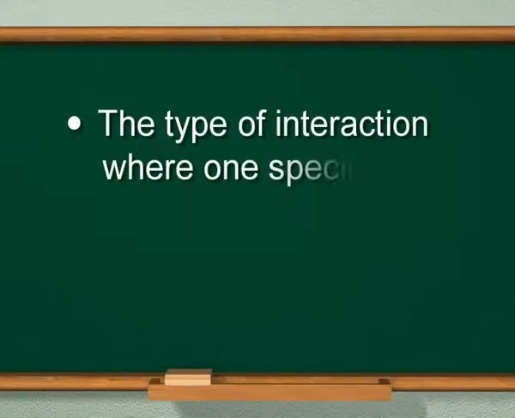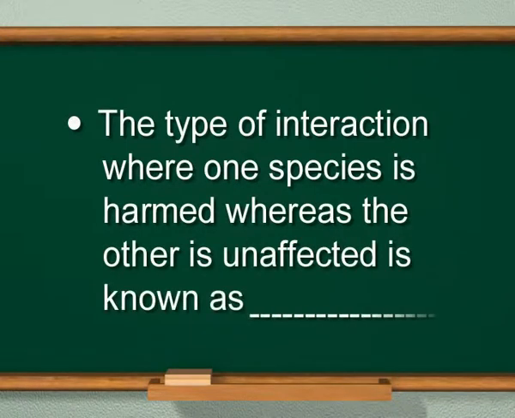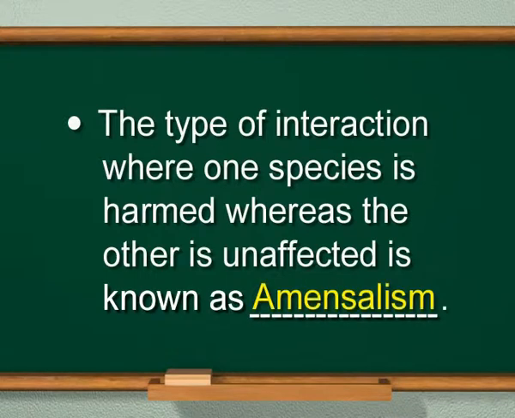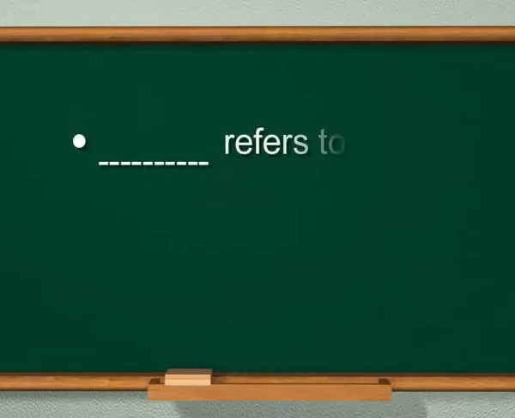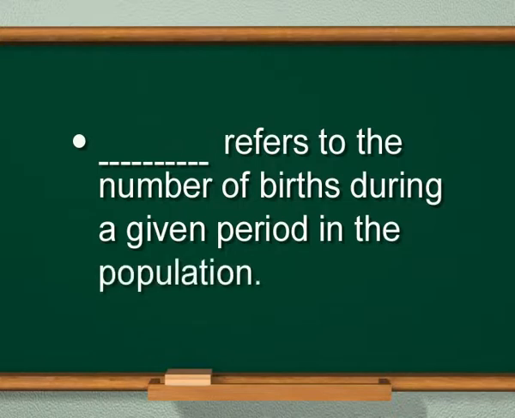The next question is, the type of interaction where one species is harmed whereas the other is unaffected is known as dash. The answer is, the type of interaction where one species is harmed whereas the other is unaffected is known as amensalism. Fill in the next sentence. Dash refers to the number of births during a given period in the population. The answer is, natality refers to the number of births during a given period in the population.